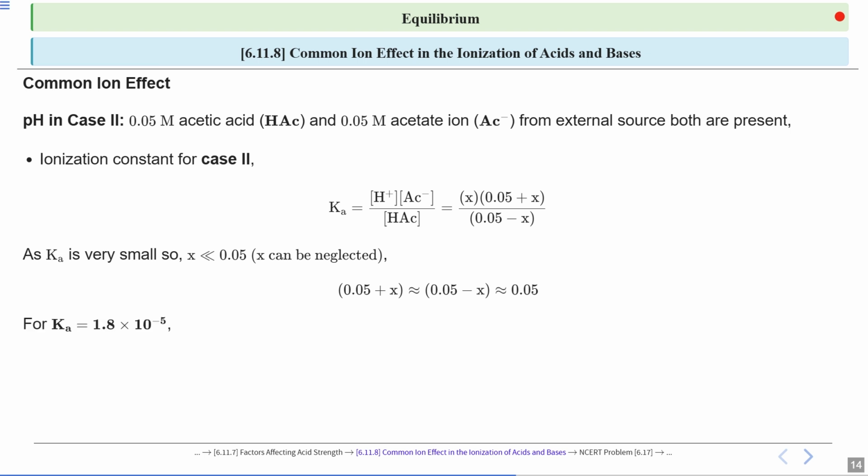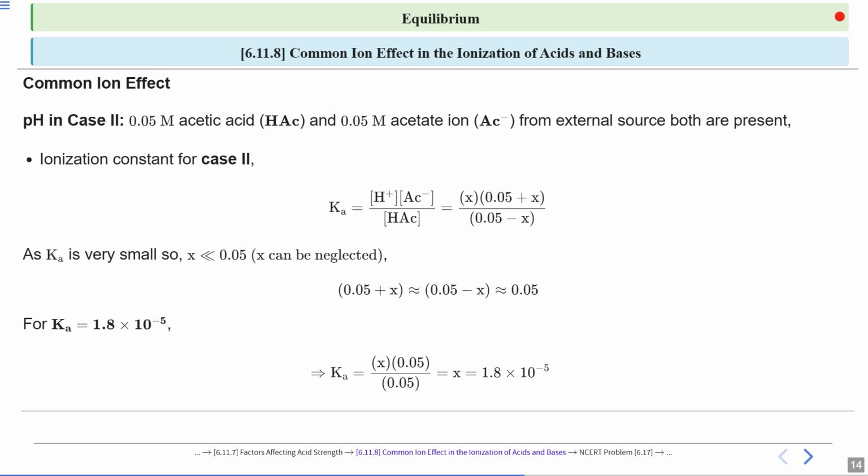If we substitute this situation back to our previous equation with K value as 1.8 into 10 to the power minus 5. Now here the question is that, why are we taking the same value of K? In the previous one we have taken this same value. Why are we taking that same value? Because equilibrium constant has no effect on such changes of concentration, right? Therefore, this will remain same. And finally, if you put this as 0.05 instead of 0.05 plus X and 0.05 minus X, then both will get cancelled out and you will get your X value as 1.8 into 10 to the power minus 5. I hope I am clear on this point.